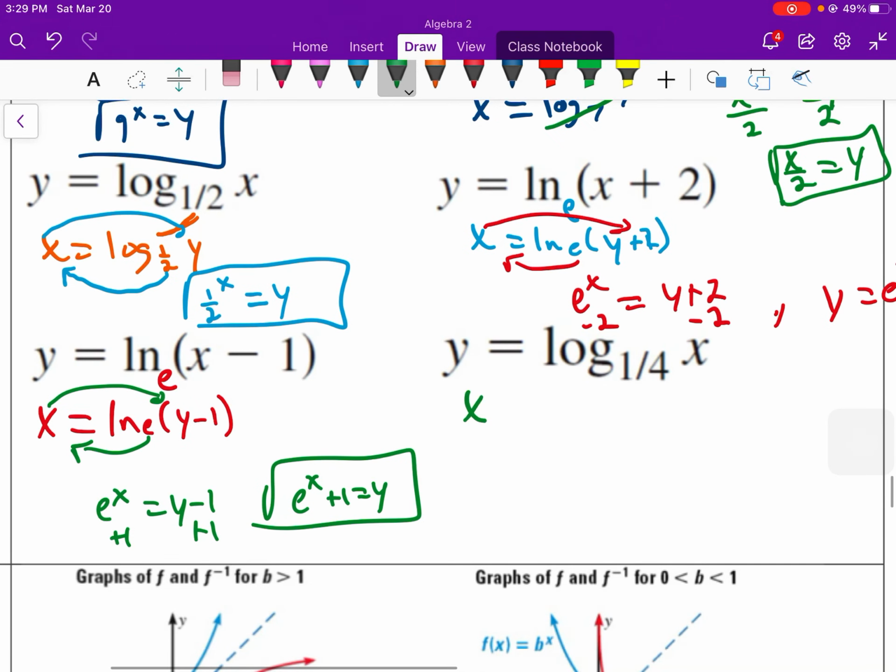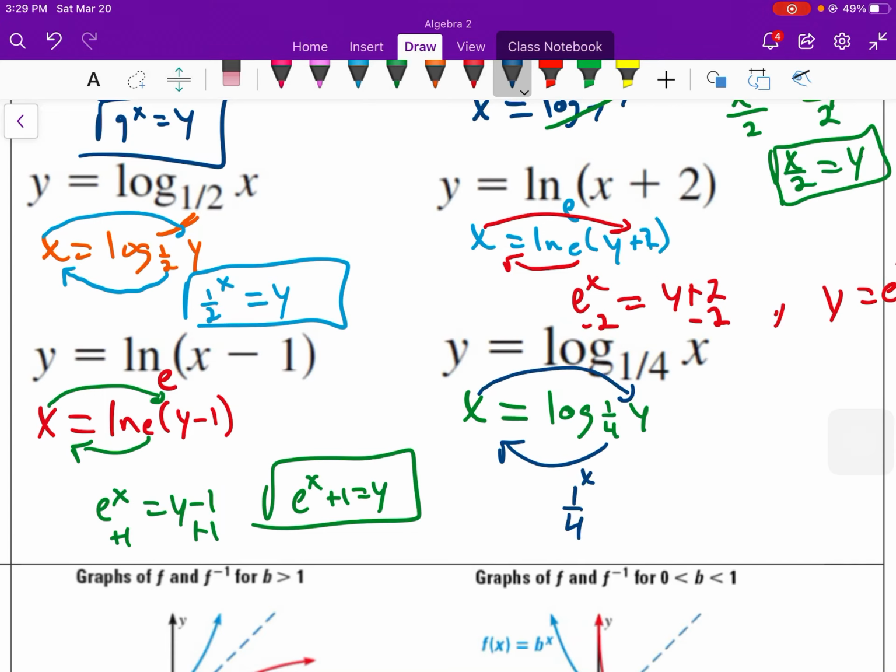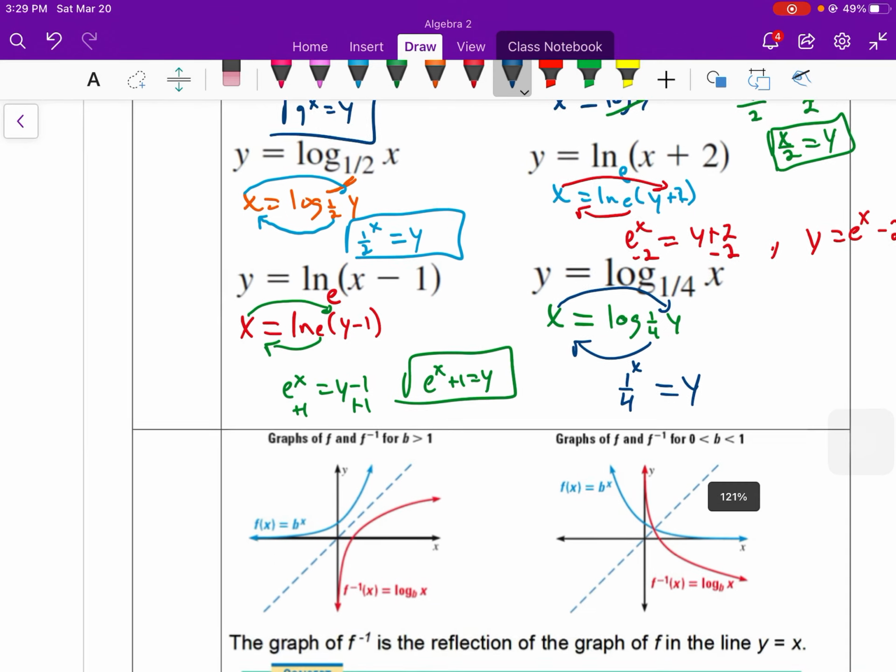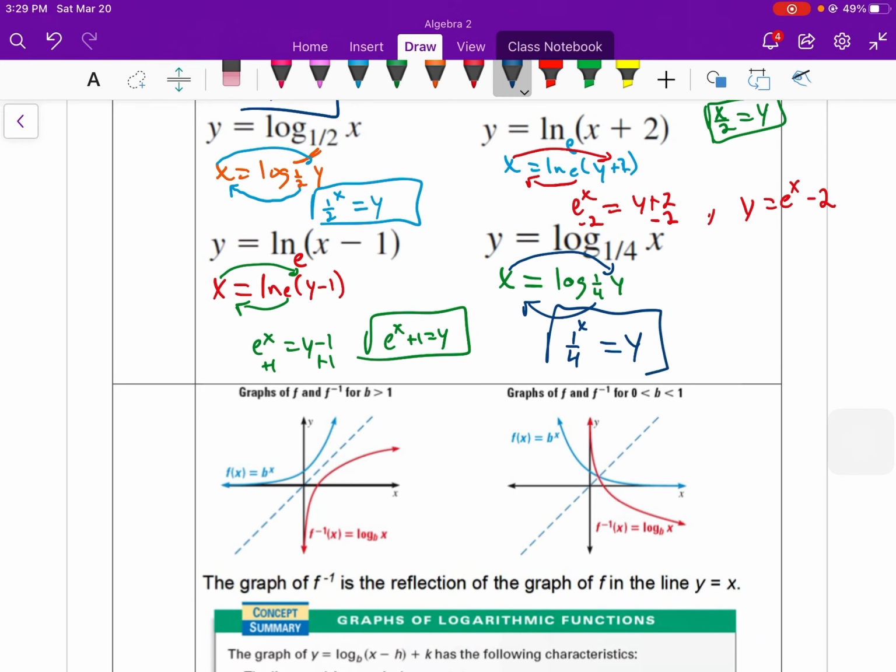One more here. This one, rewrite as x equals log base 1/4 of y. So that's 1/4 to the power of x equals y. All right, looks good. Those are all inverse functions.